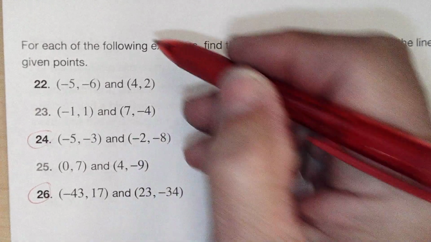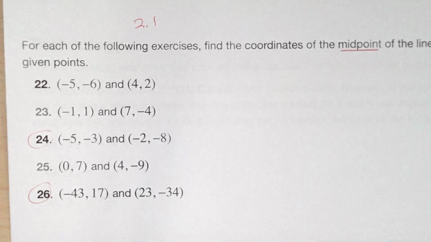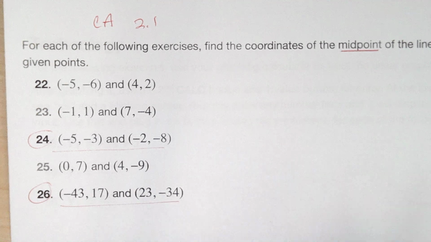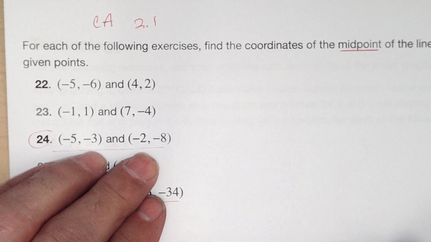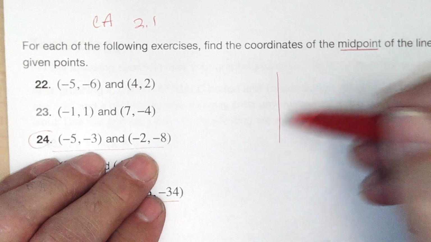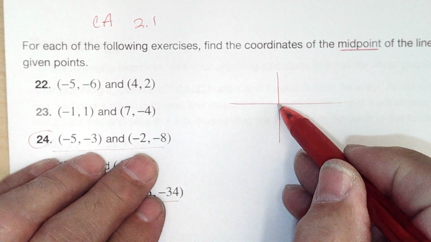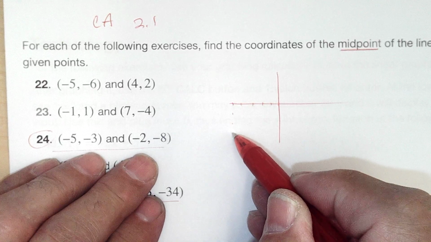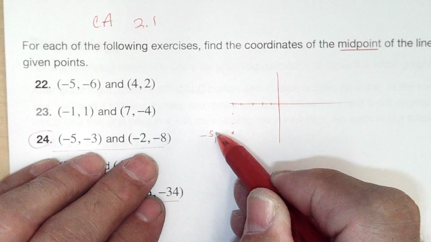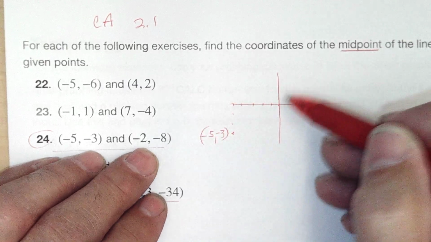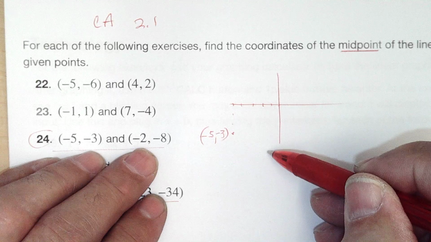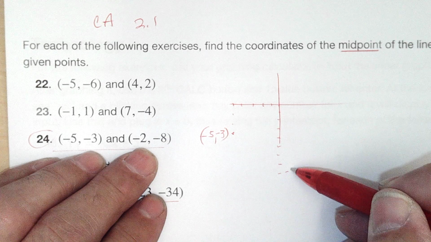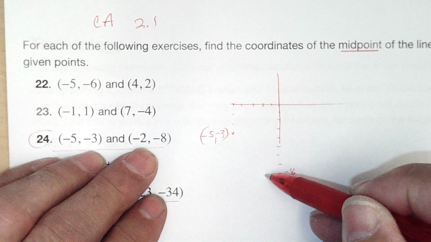Okay, 24 and 26 of 2.1 in the college algebra book. We're supposed to find midpoints here. So just so you understand what's going on, I'm going to sketch where these points are. If you're at negative 5 and 3, and then another point's at negative 2 and negative 8, there.